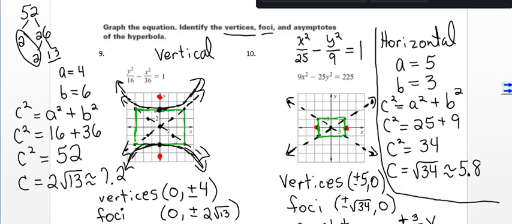Okay, again, make sure that you're going through your vertices. Use your asymptotes to guide you. You want to get close but don't touch.